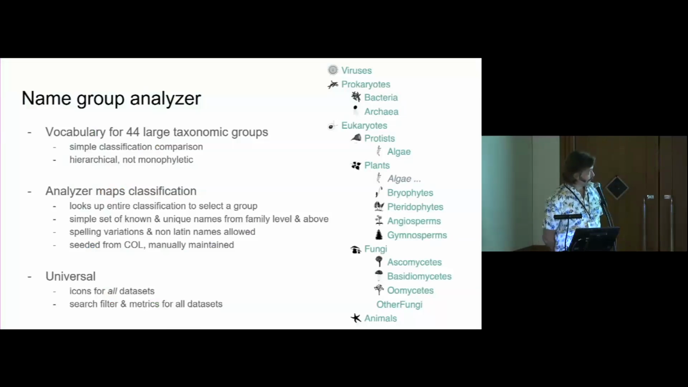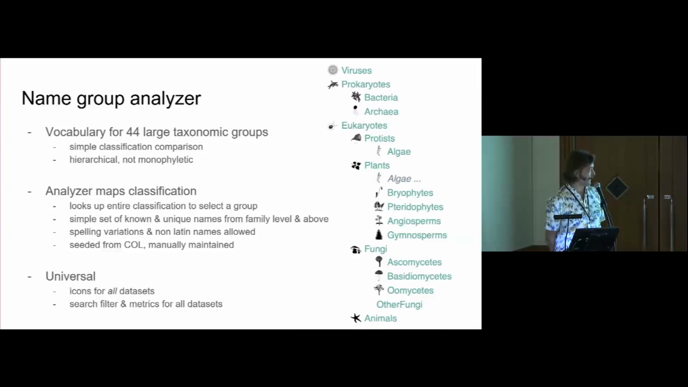And to do that, we created a vocabulary for 44 large taxonomic groups, based basically just on the number of species within the group, so we just took the largest ones, that we can use to identify those, and then use them to disambiguate or compare classifications in a much simpler way. That vocabulary is hierarchical, it is non-monophyletic, it's not supposed to be true taxonomy, it's just known groups that somehow can be compared to each other.